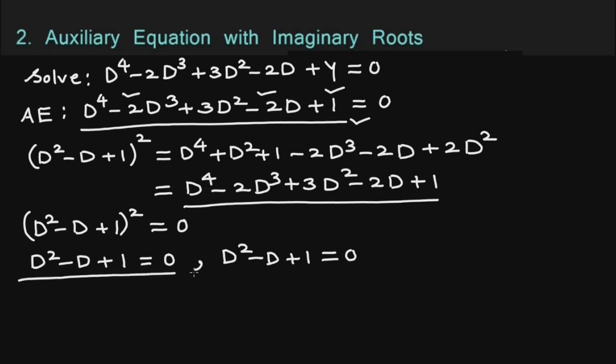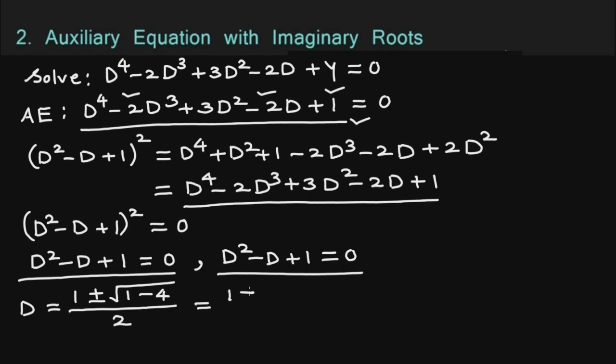This is a quadratic equation in D. By the quadratic formula, D is minus b, which is minus of minus 1, plus or minus the square root of b squared minus 4ac, that is minus 1 whole squared, 1, minus 4ac, which means 4 into 1 into 1, that is 4, upon 2a, that is 2, which is 1 plus or minus the square root of minus 3 upon 2, which is 1 upon 2 plus or minus i root 3 upon 2.